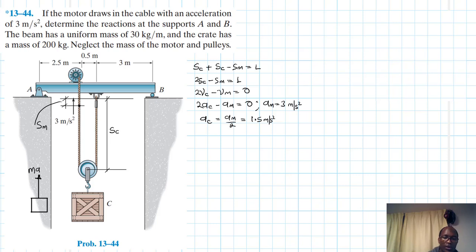Then we do have our weight, which is just equal to mg, and this is equal to 200 times 9.81. This gives us 1962 newtons.